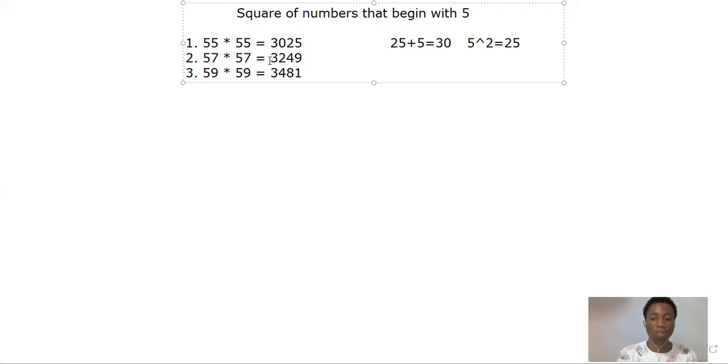This is simple. So we can choose another question, maybe something like 52 times 52. What do we do? The number we have at the back of 5 is 2. So we add that number to 25. We have 27. Now what do we do to the number itself? We square the number. If we square the number, we have 2 squared, which will give us 4.